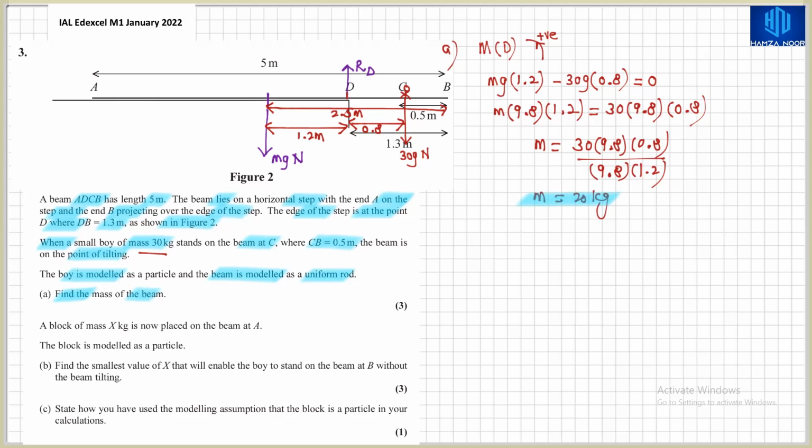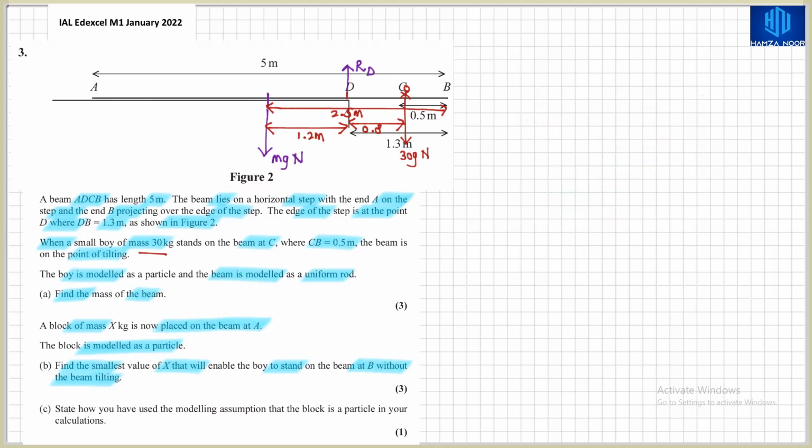And then we have the information that a block of mass m kg is now placed on the beam at point A. The block is modeled as a particle. Part B says, find the smallest value of x that will enable the boy to stand on the beam at B without the beam tilting. So here I'm going to erase the working of part A so that I can make some space for solving part B. mg is over here, and the value of m is 20 kg, as we have already seen in part A. And now a block of mass x kg is placed on the beam at point A. So the block is placed over here.